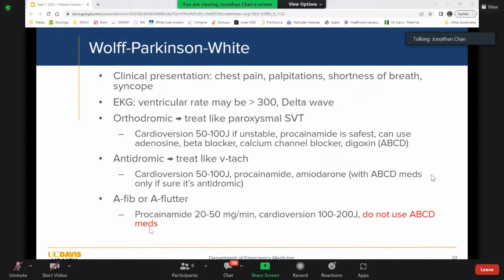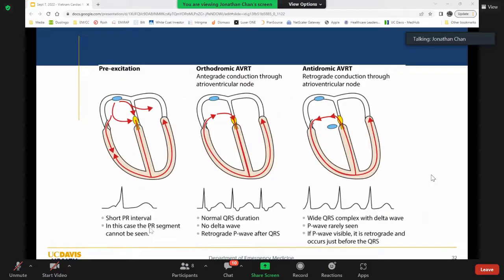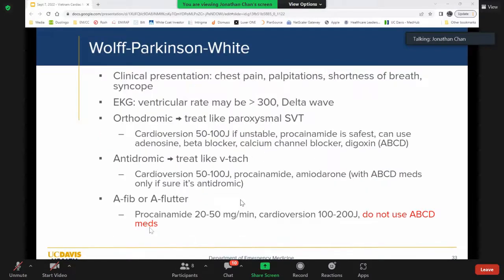Again, we talked about the different types of rhythm. If we see an orthodromic rhythm, kind of right here where there's no delta wave, this is when we can treat it like an SVT. And so the treatment for this is cardioversion, 50 to 100 joules if the patient's unstable. You can use procainamide, which is the safest medication to use for these patients.